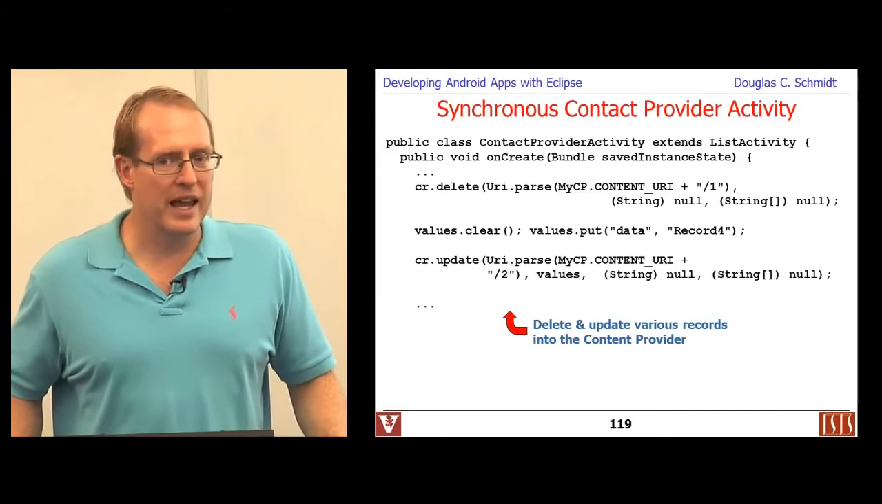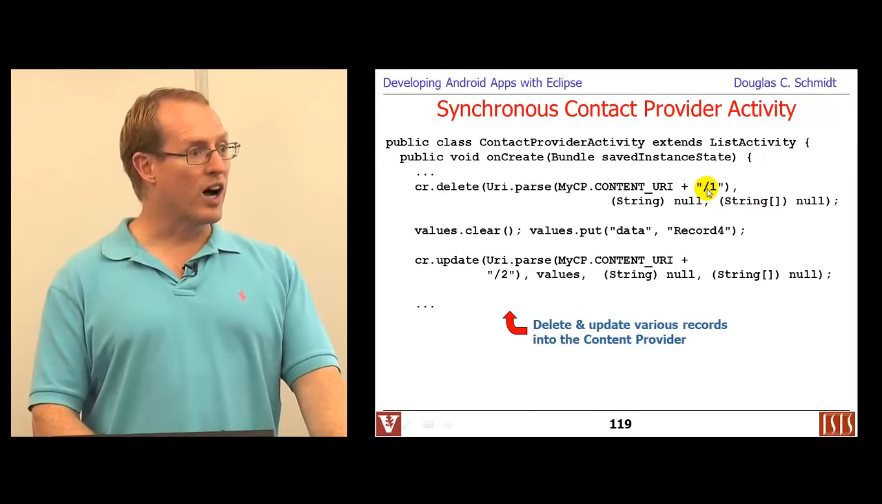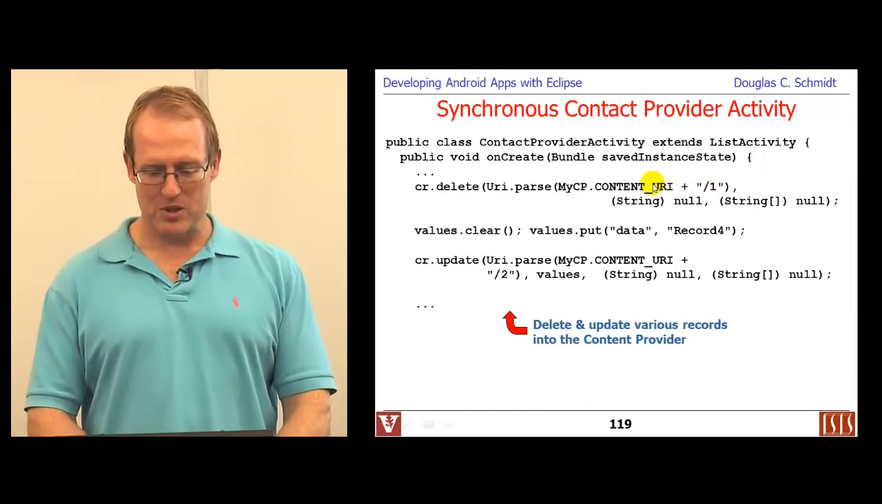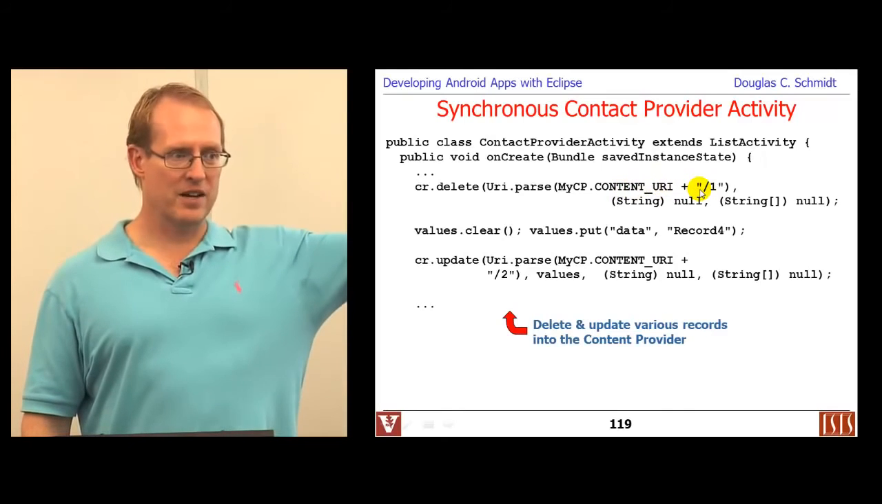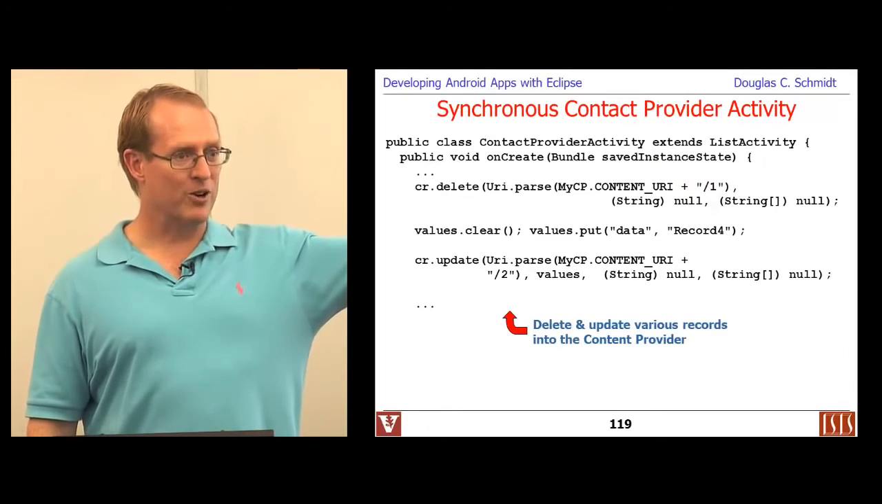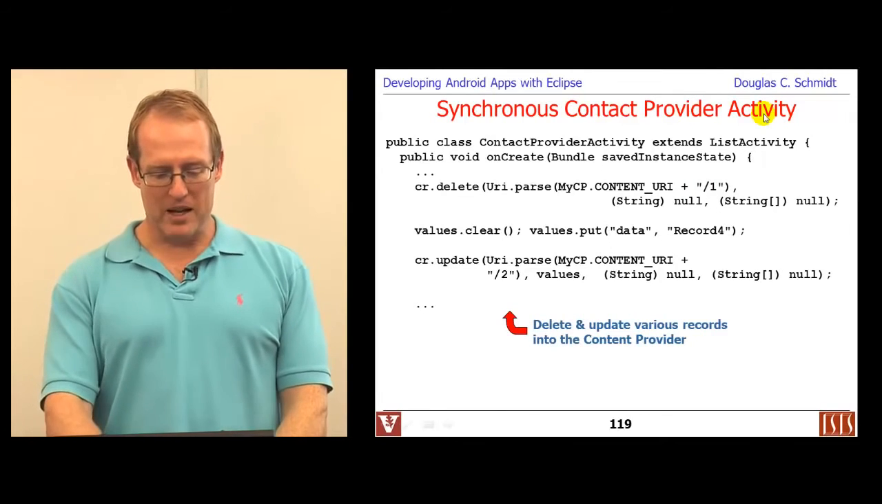And now we're going to delete some records. We're going to delete record 1, because that's the first item. You can see what we did is we took my content URI and we stuck /1 on the end. That identifies the first element, the record ID number we're going to delete. So we delete that.